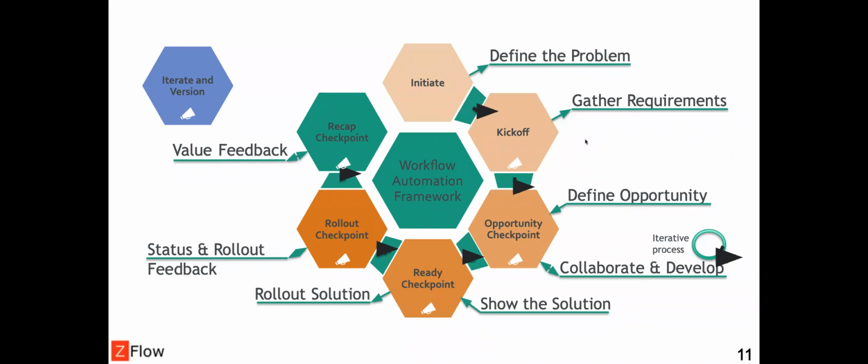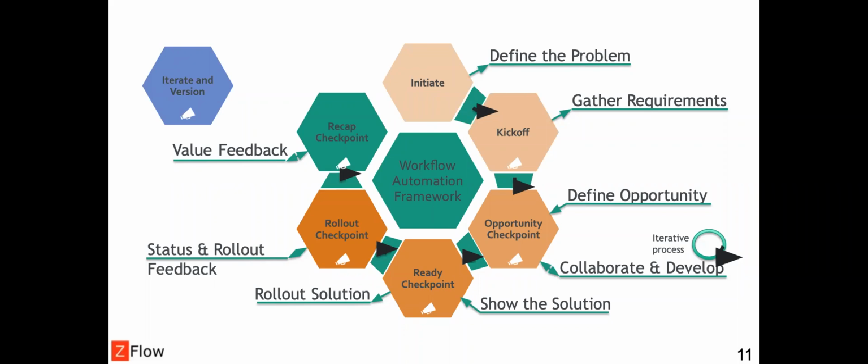Once we get everything working the way we wanted, we do this ready checkpoint, we show it off to everybody, then we get ready to roll it out. That's where we start pushing forward to get it into production use. Then we do the rollout checkpoint and move it into production, and the users actually start using it. Typically about a month later, we come back and do this recap checkpoint to get feedback on how it went and how it's working.